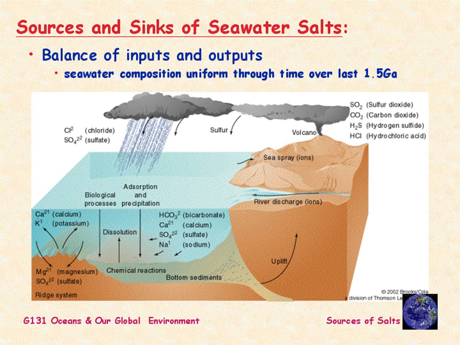Okay, and we can see a little diagram of some of these processes happening. You can see that ions are brought in from rivers and brought in from volcanoes, and there's an exchange of ions between seawater and rocks down here. So this tends to leach calcium and potassium out from the rocks. But when seawater circulates back through these rocks, magnesium and sulfur get stuck in the rocks. So basically it's like a filter removing ions from the ocean.